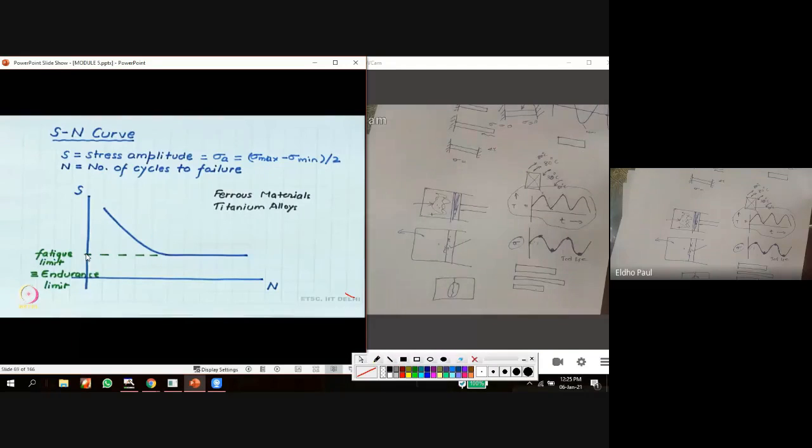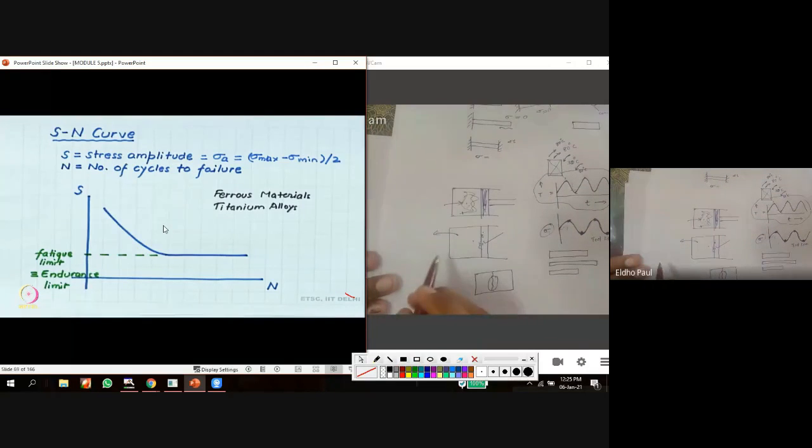So when we design any component, you will study the subject called Design of Machine Elements. There, if you design a component which is subject to such type of thermal fatigue load or any cyclic load, you have to design based on the endurance limit.